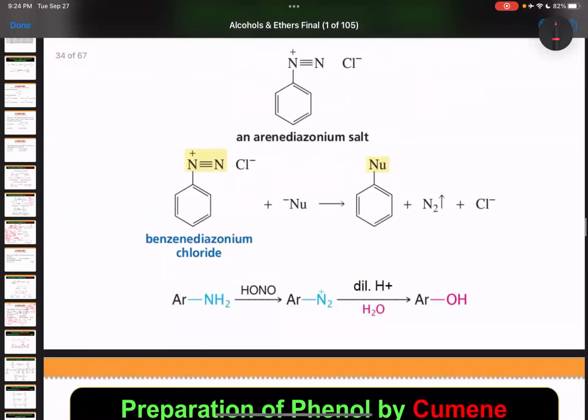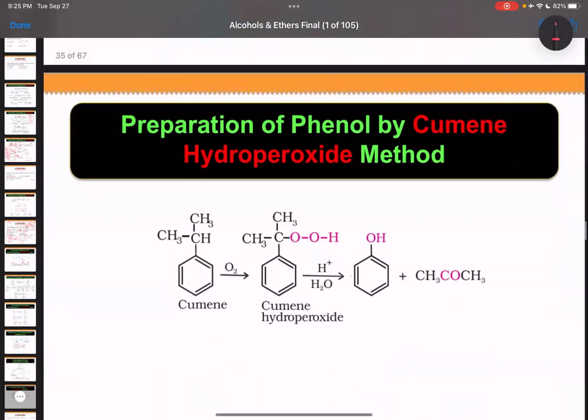This is the diazonium method. The diazonium salt is prepared from aniline. Aniline is heated with nitrous acid, or NaNO2 plus HCl, and you end up with diazonium salt. You boil it with dilute H2O. The N2 group breaks apart and the water molecule attacks in this form. And this is which method?